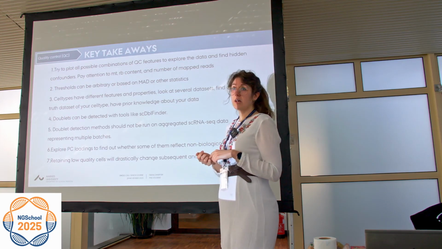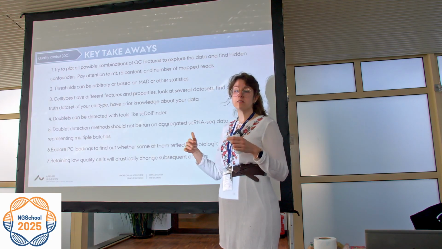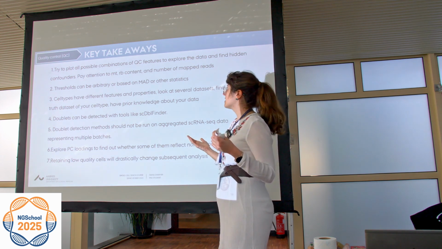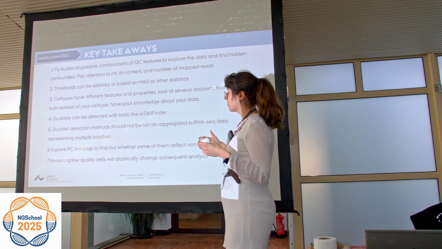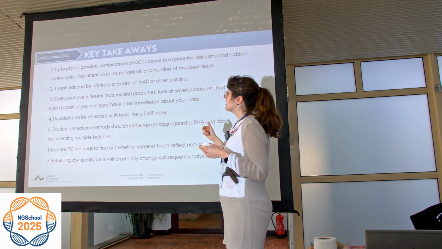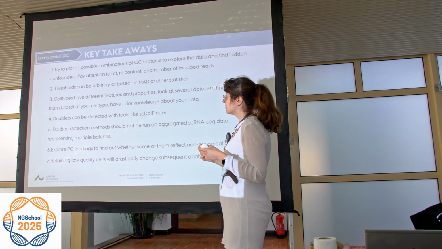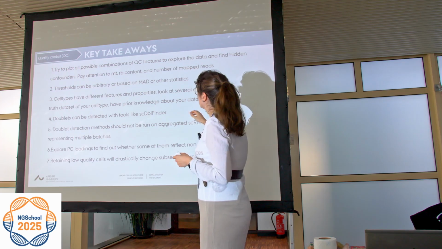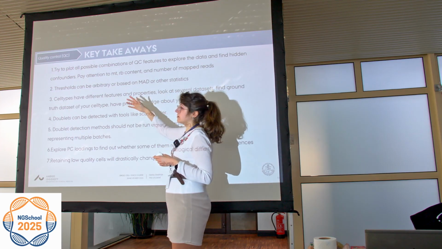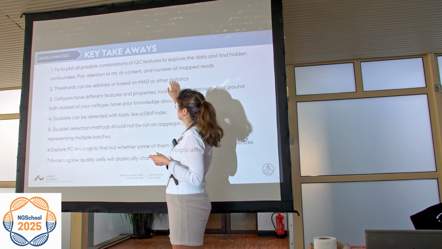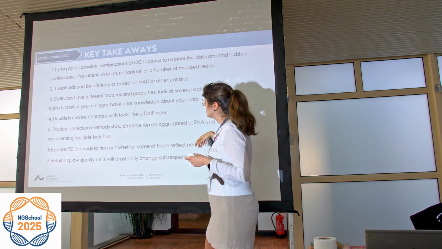You need to know your cell type, because all these parameters, like the glycolytic activity of your cell type, depend on the cell type, of course. And if you find some outliers, you should consider removing them, probably. You can set thresholds based on your own knowledge of the cell type or based on some statistics, for example, like MAD.